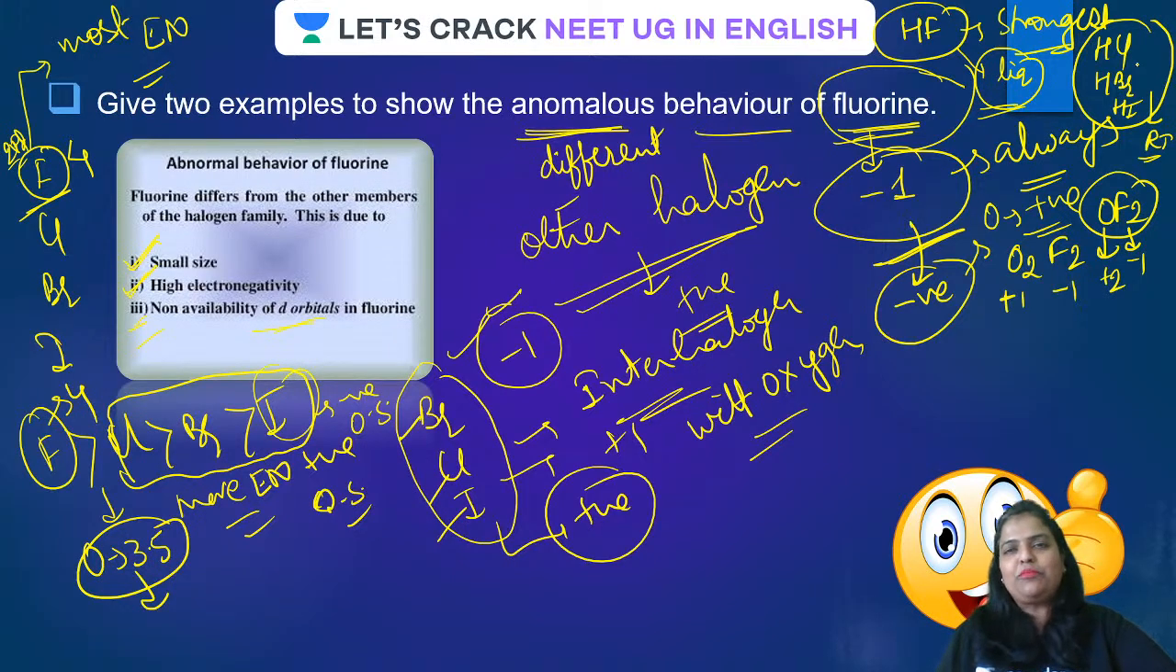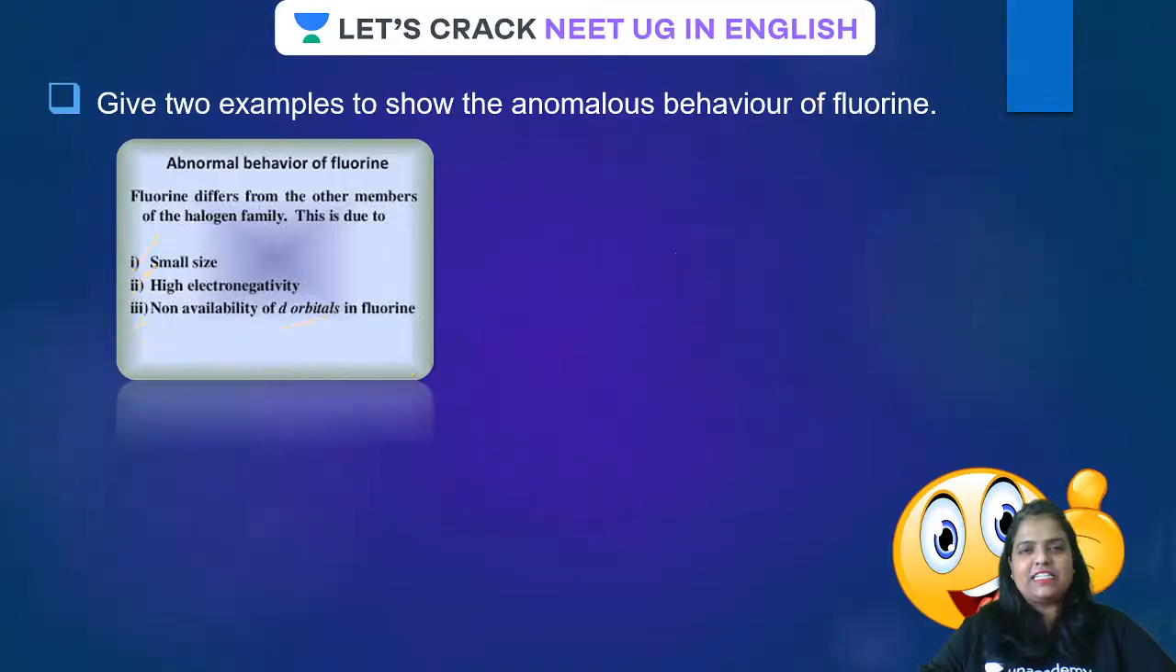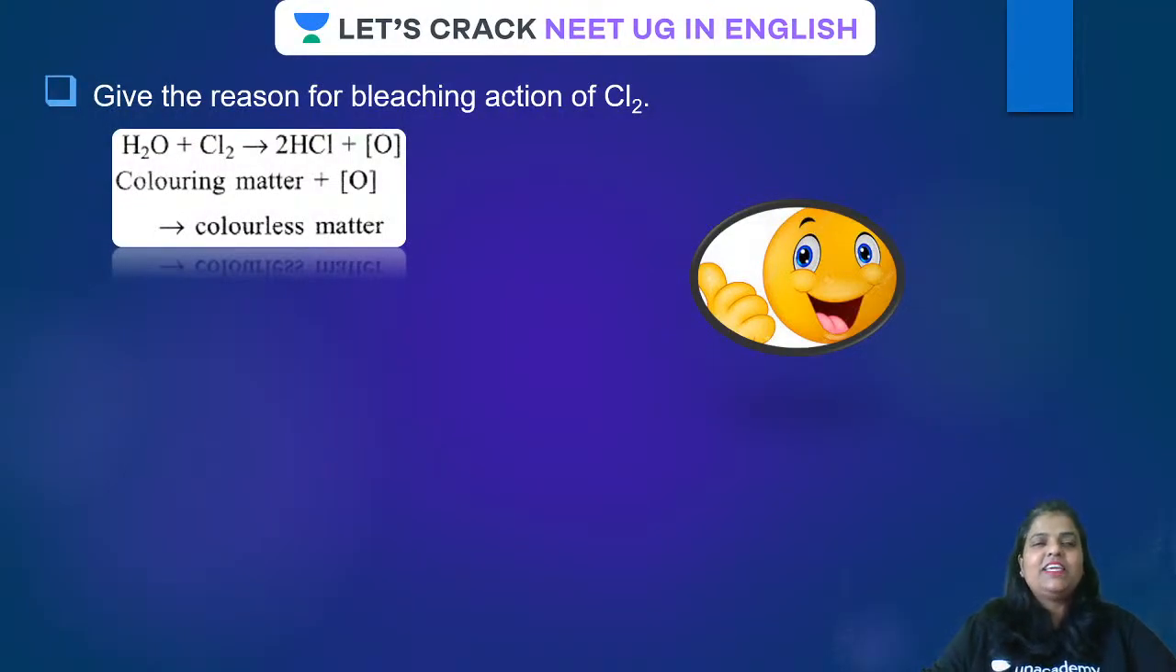How is fluorine anomalous or vichitra from the rest of the members of halogens? Clear? Clear, guys? Come on. All those who are watching can answer the next question. Give the reason for bleaching action of chlorine. And all those who are watching, do like the video, do share it as well, guys.